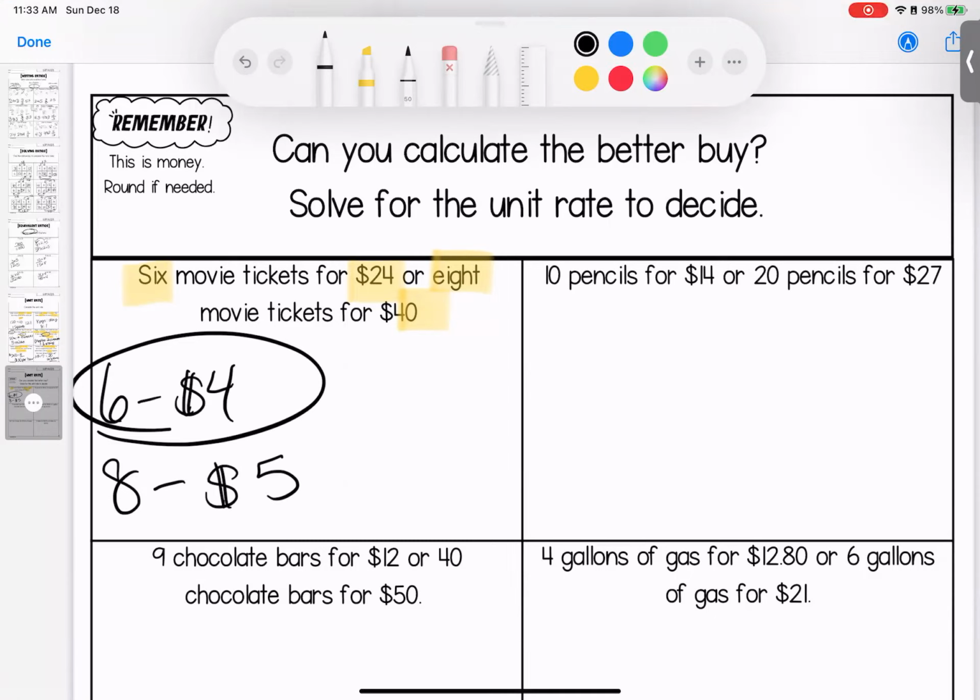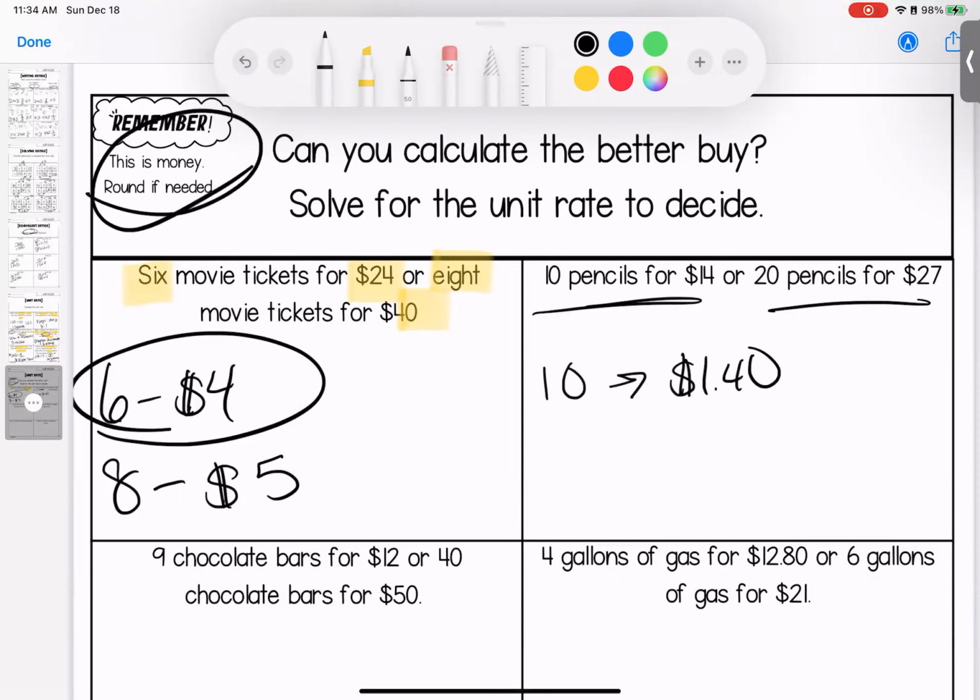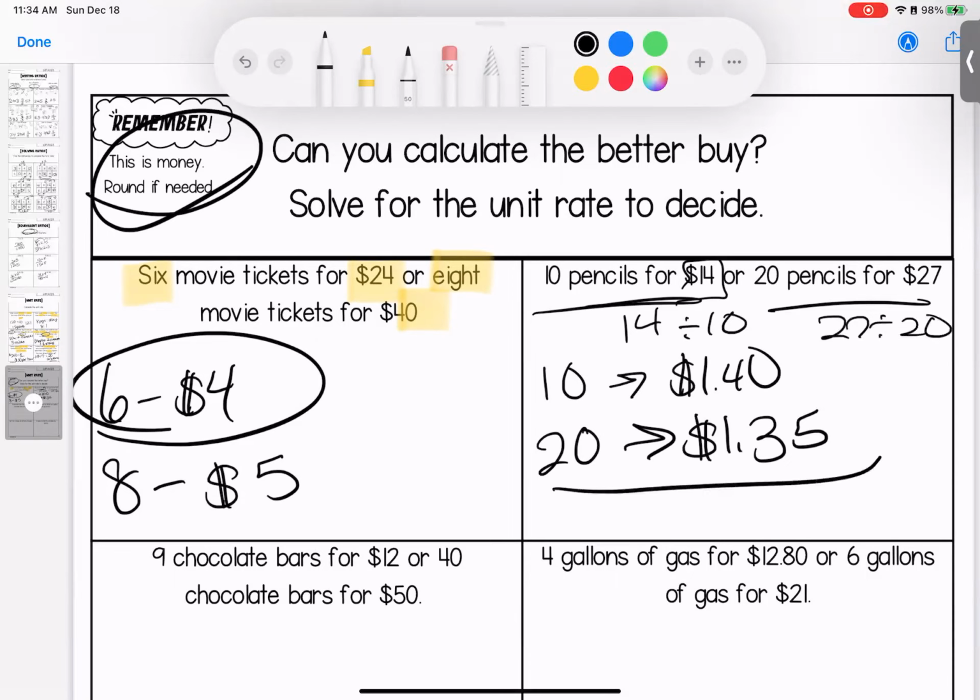Okay, $4 each. 10 pencils for $14 or 20 pencils for $27. So we need to determine how much we're paying. So for the 10 pencils, they are each $1.40. Remember, if it's money, write it accordingly. For the 20 pencils, each one is going to be $1.35. I determine that by doing the total cost divided by the amount that we're getting for that. So 14 divided by 10, 27 divided by 20. That tells me that the 20 pencils is going to be a better cost.